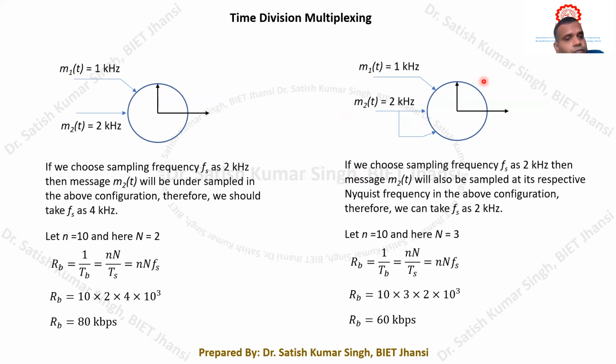Even if it is asking you to find out the minimum bit rate required for transmission of this time division multiplex signal, then again you have to go for this configuration, because this configuration is giving you a large amount of bit rate. The bit rate will be higher in this particular configuration. So based on the statement, if the figure is not given, you have to select which particular configuration to use for solving the problem. Remember that this will be beneficial because the bit rate requirement will be smaller.